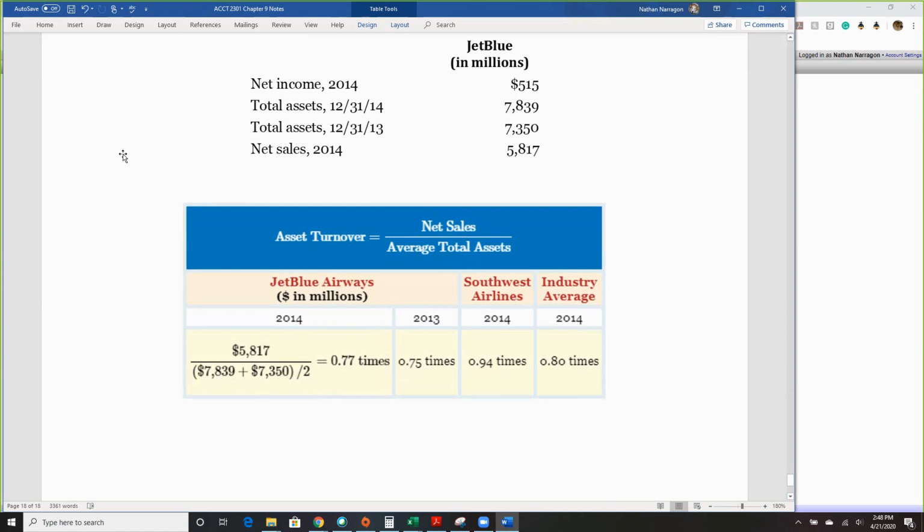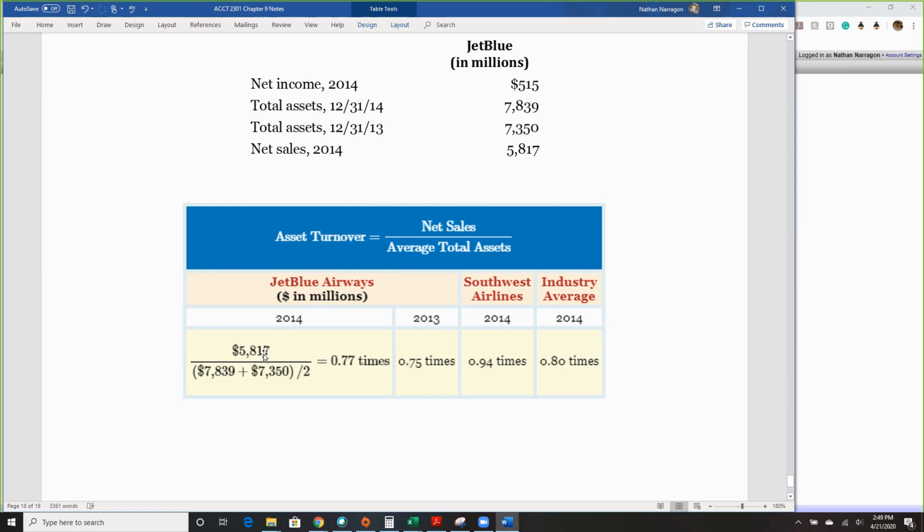So with this, we have this example of JetBlue, and they give us the following information. Again, net income, total assets for the end of 2014, end of 2013, and then net sales at the end of 2014. So be cautious, do not confuse income with sales. These are different items.